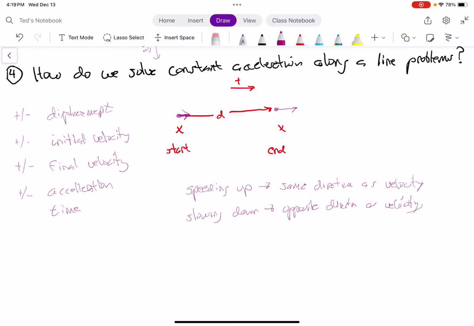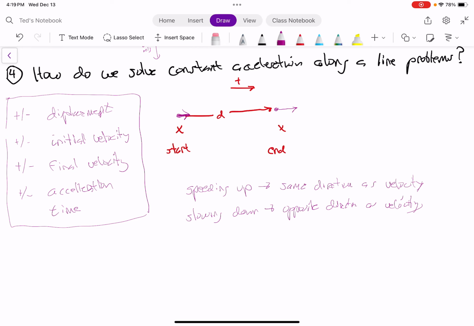Okay, and time is always going to be positive because we start at time equals 0 and we finish sometime later, so we're always going to have positive times. So these are the 5 quantities that we're interested in, and in any problem, we should be able to determine 3 out of those 5 from the problem, and then we'll use math to determine the other 2.